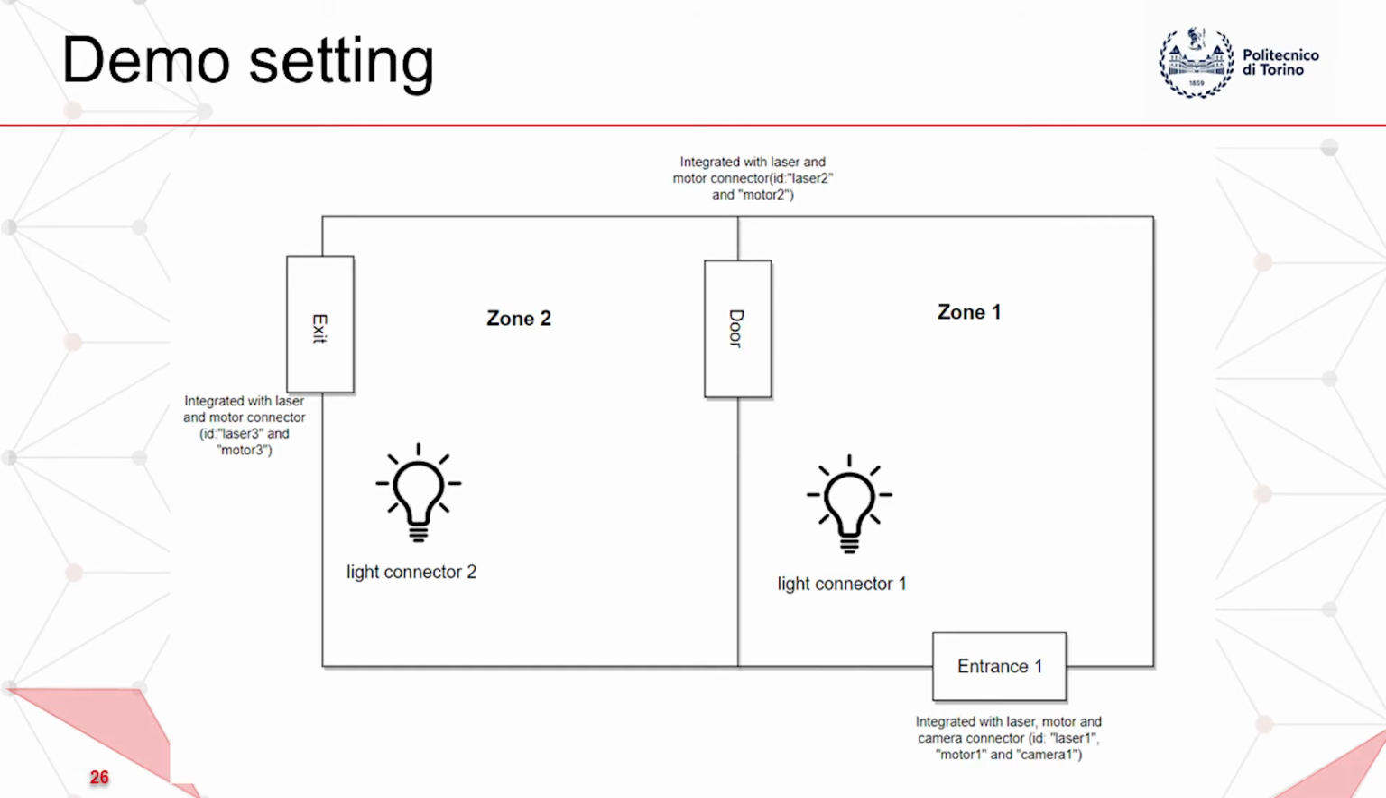The setting of the demo is shown in the figure. Assume we have a small museum with only 2 zones and 3 doors. Each zone has a light connector. The main entrance is integrated with laser, motor, and camera connectors. The door and exit will integrate with laser and motor connectors. However, the motor connector on the exit will work in exit mode, which only allows the visitors to leave the museum. Now let's see how the system works.